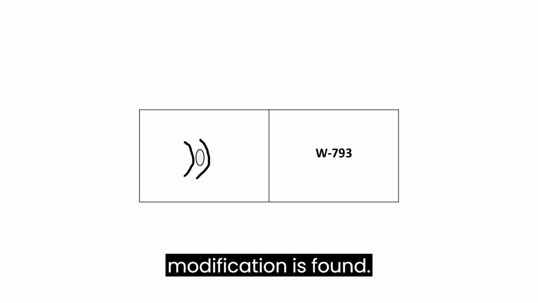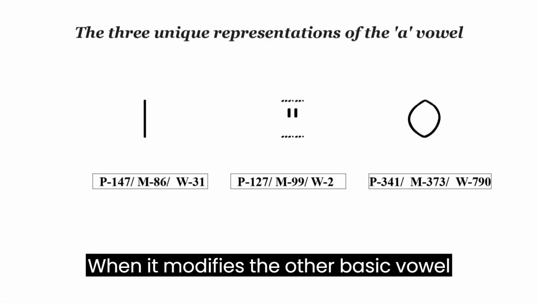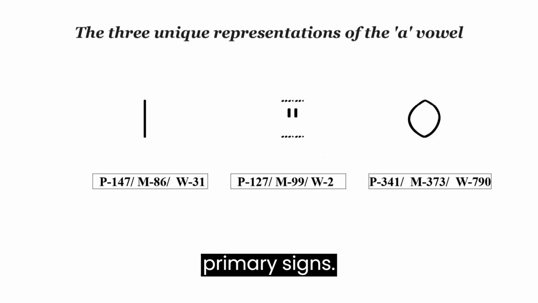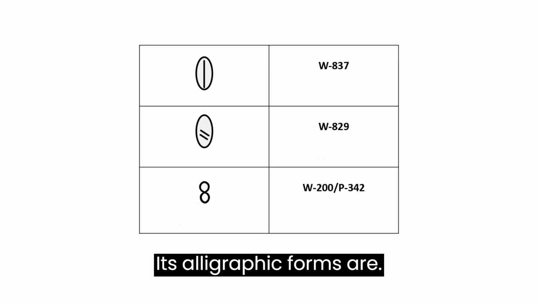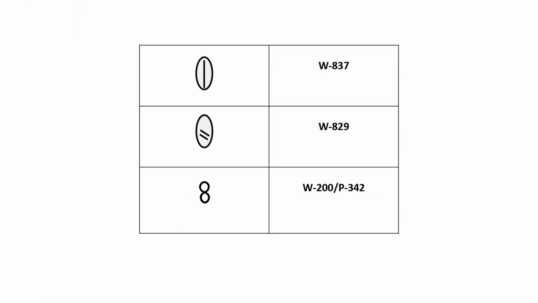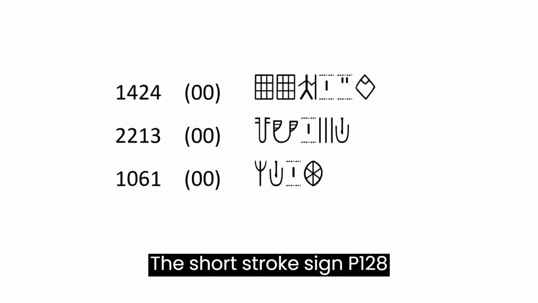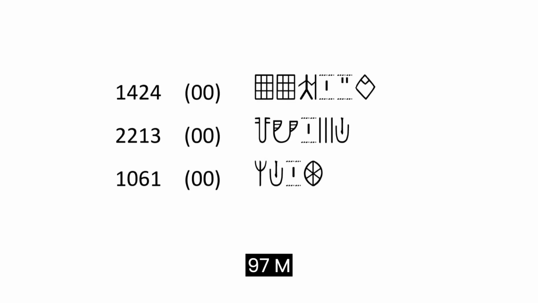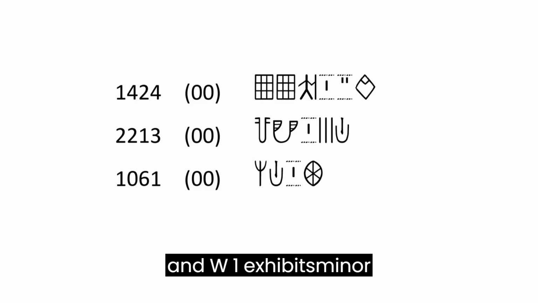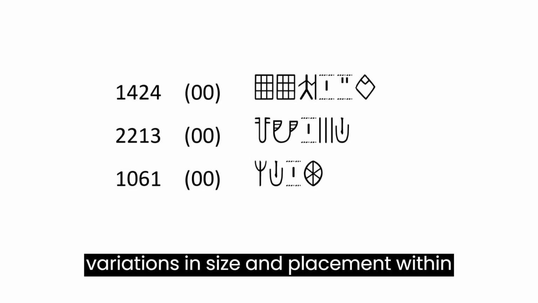In Wells' sign collection, another form of modification is found when it modifies the other basic vowel primary signs. Its allographic forms are the short stroke sign P 128, M 97, and W 1, which exhibits minor variations in size and placement within the text.